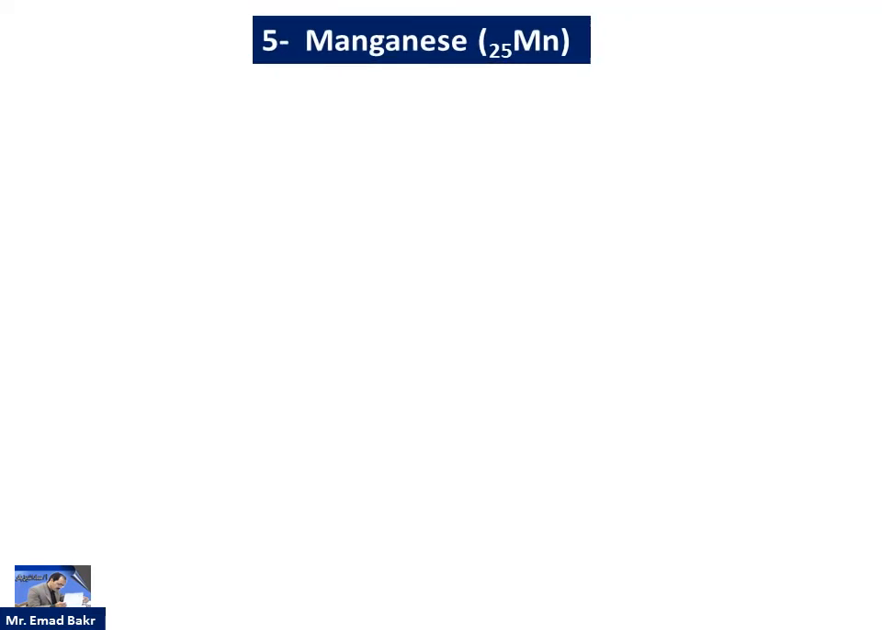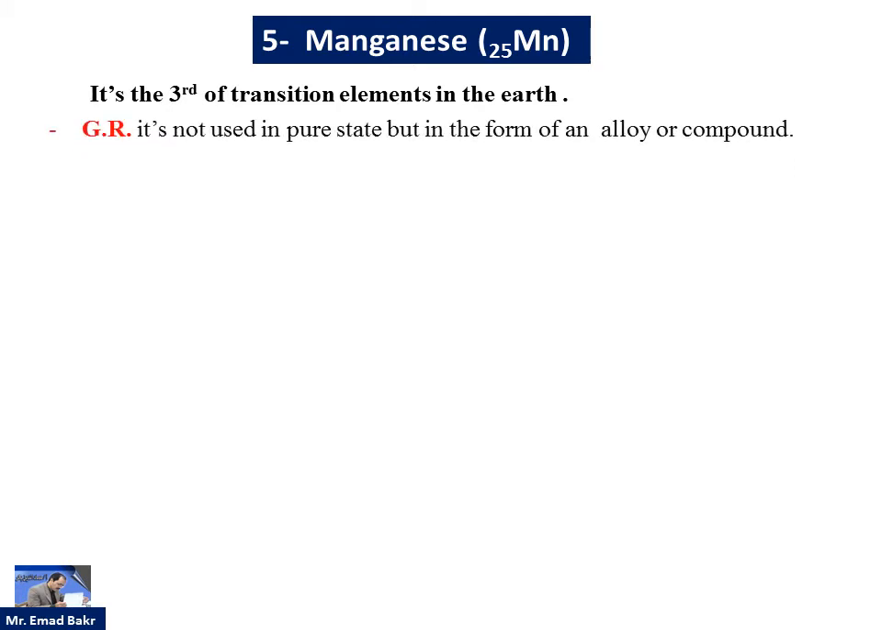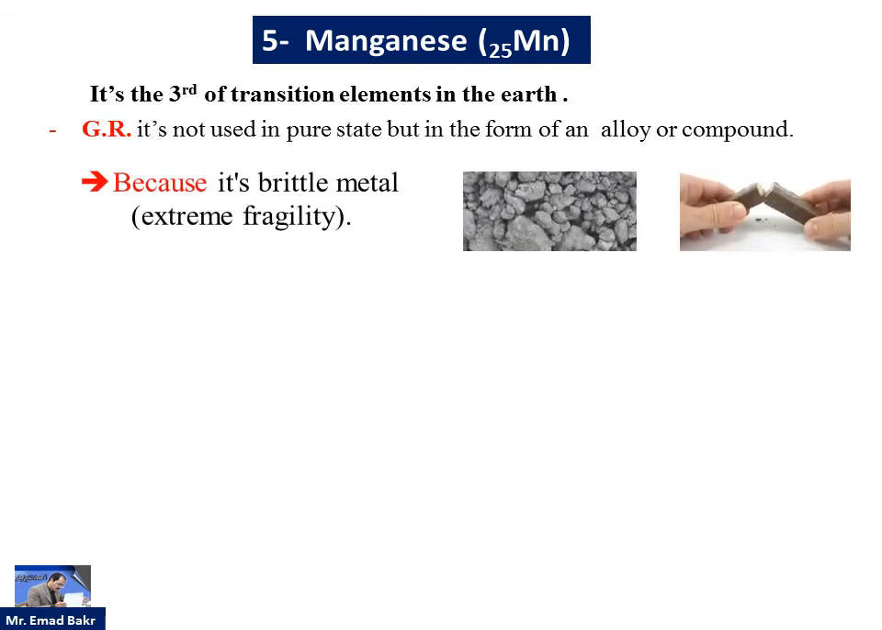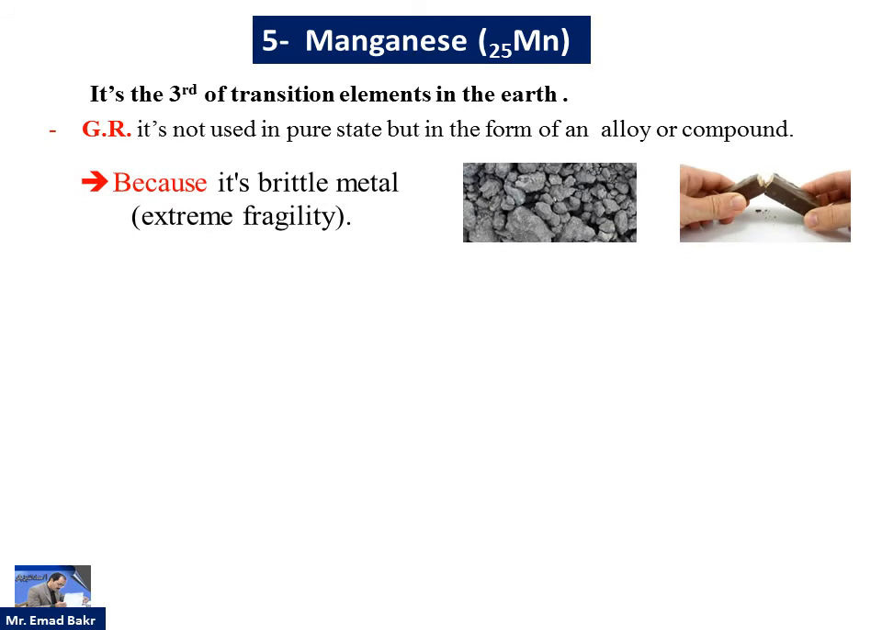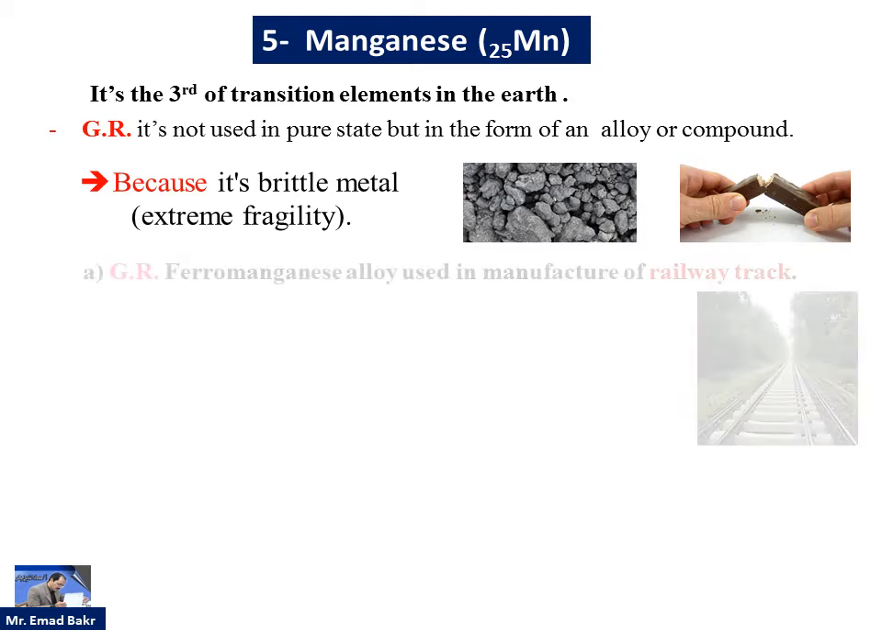The next element is manganese 25. It is the third of transition elements in the Earth's crust, 0.11%. Give reason, not used in pure state, not used as a pure element, but it is used in the form of an alloy or compound. Why? Because it is a brittle metal, extreme fragility. A brittle metal can be broken easily, as you see in the figure, like chocolate.